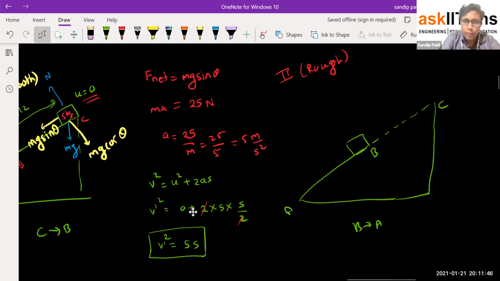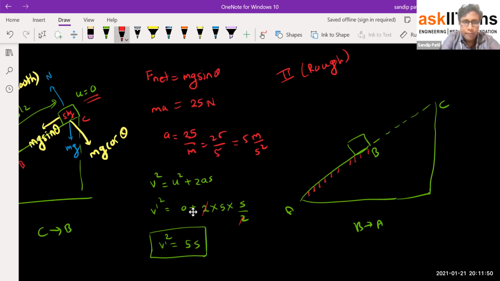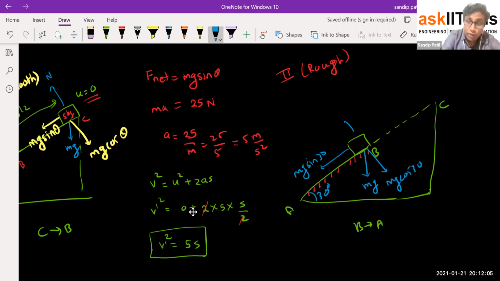Then let's talk about the acceleration. As this is the rough patch, we can first of all draw the FBD, free body diagram. The mg is acting downward. This is 30 degree. Can I say this is mg sin 30? We already have seen this one. mg cos 30 is here. Normal is there, and one more force is going to be here. That is frictional force, right?